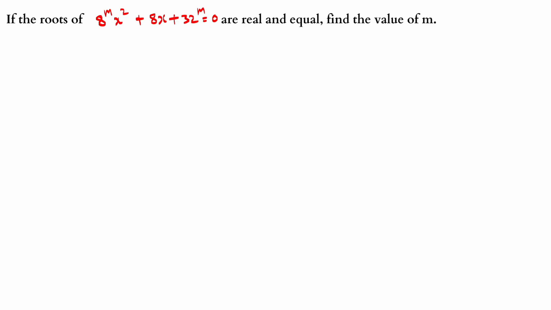If the roots of 8 power m x square plus 8x plus 32 power m is equal to 0 are real and equal, find the value of m. If you remember the condition for real and equal, what is the condition? When the discriminant is equal to 0, then only the roots will be equal and real. So D will be equal to 0.